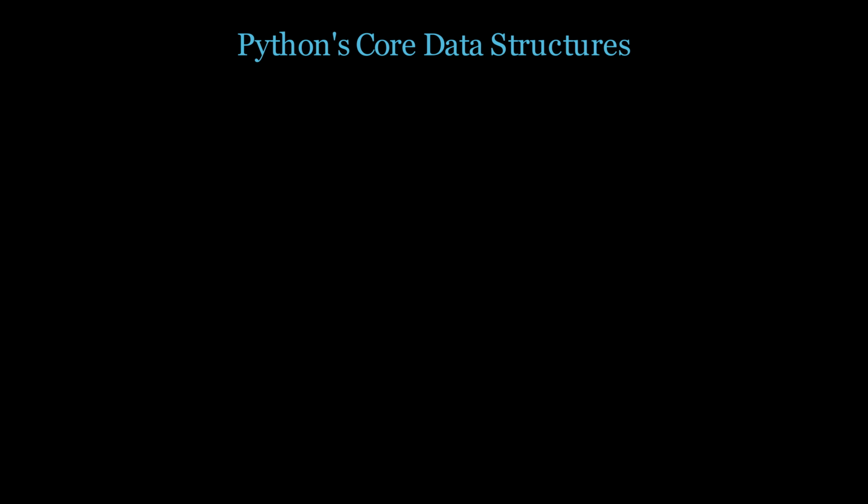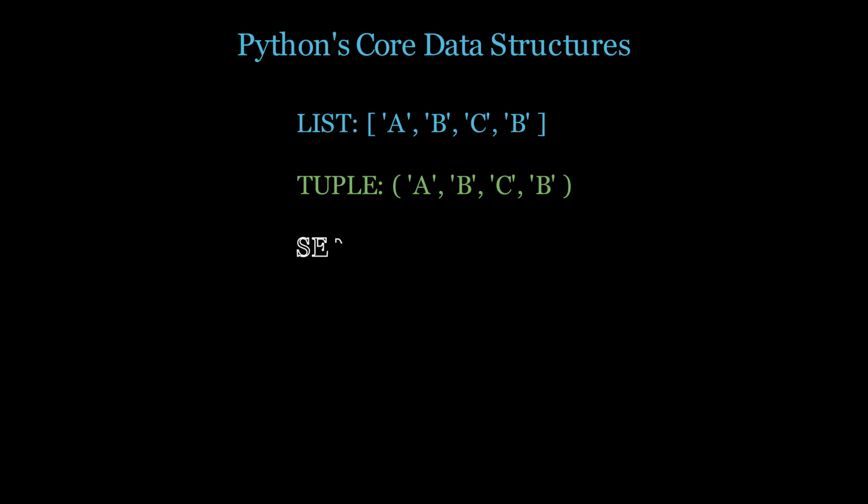Python provides four fundamental data structures: lists, tuples, sets, and dictionaries. Today we'll focus on tuples and sets, understanding how they differ from lists and when each is the right choice. Here we see three data structures with the same initial data. Notice how lists use square brackets, tuples use parentheses, and sets use curly braces. Sets automatically remove duplicates. See how the duplicate, b, disappears.